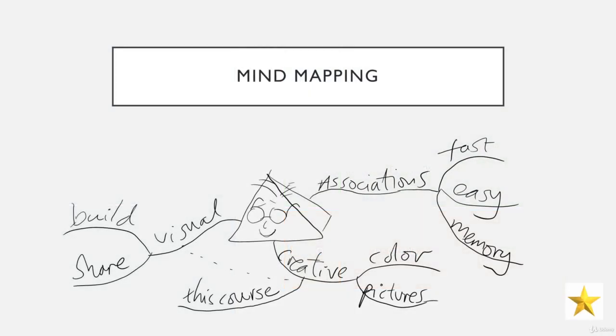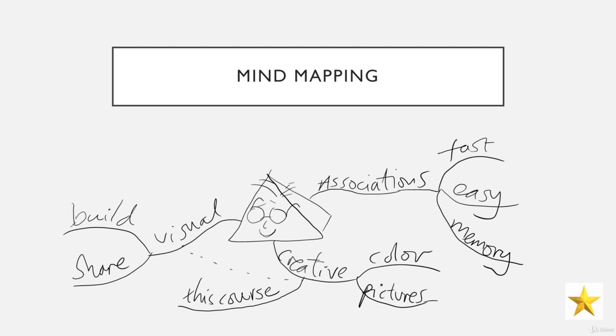So here's an example of a quick mind map. In the center I've drawn a picture, a prism with a face, and that's because I think of ideas in a kind of geometrical way that maps onto human nature. So that's just a quirk of the way I see ideas, if you like. And then in this map I've explored ideas about mind mapping within a mind map.